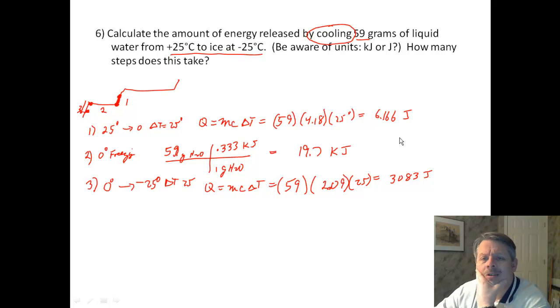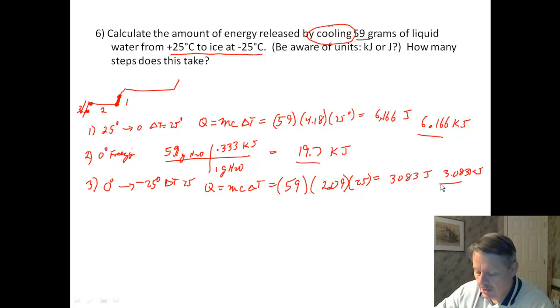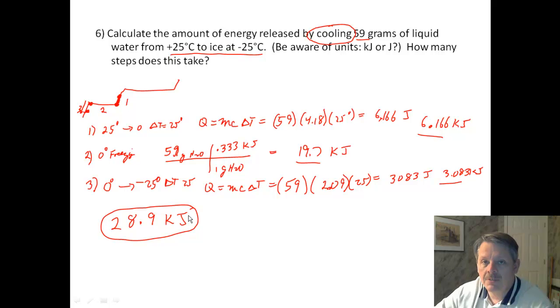All right, now I notice I've got joules and kilojoules again. Let's convert everything to kilojoules. So let's make this 6.166 kilojoules. That's 6,000, by the way. And this is 3,000, so we're going to make that 3.083 kilojoules. So I have to add this one, and add the 19.7, and add the 3 point whatever, right? And when I'm all done, I get 28.9 kilojoules to go from positive 25 to negative 25 with the freezing going on in the middle.